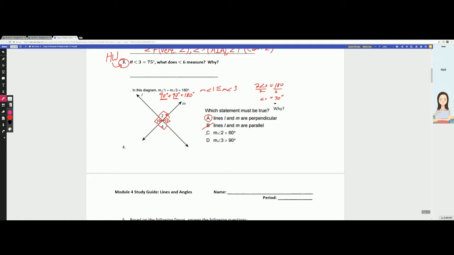Now, are they parallel? No. Obviously those lines are crossing one another. Is angle 2 60 degrees or less than 60 degrees? No. Is angle 3 greater than 90 degrees? No. Equal, but not greater. And why? It's, again, vertical angles.